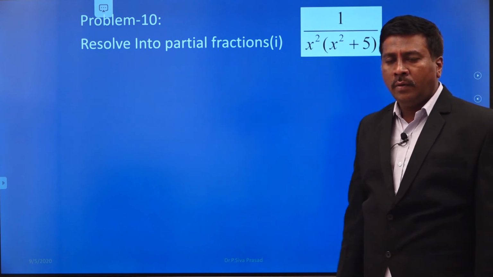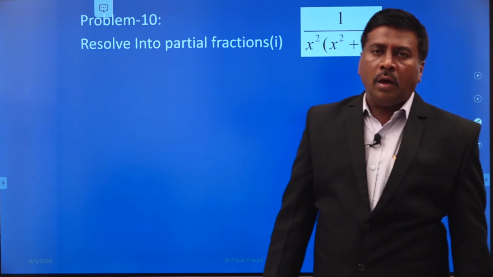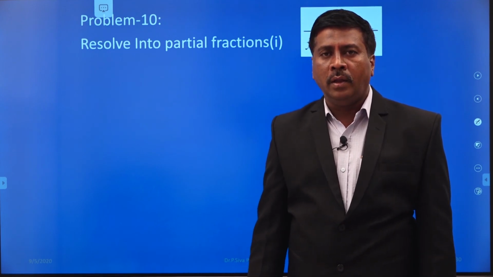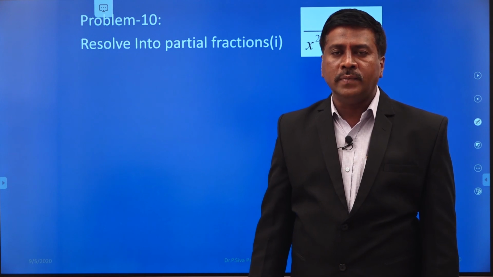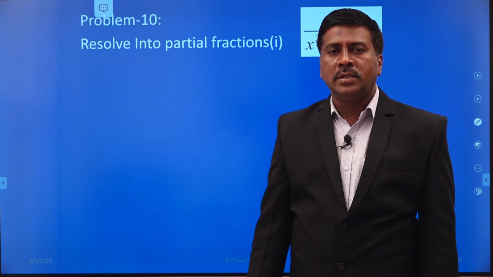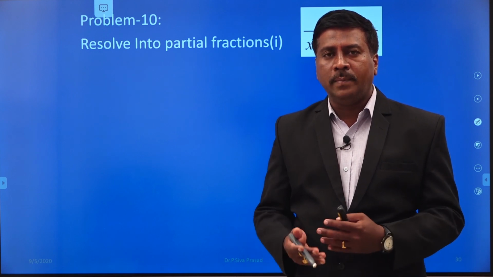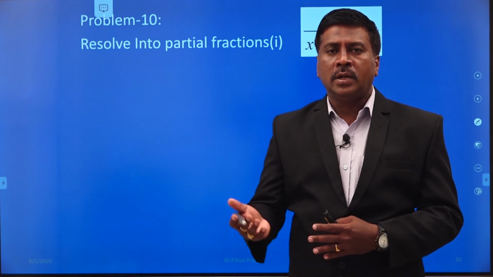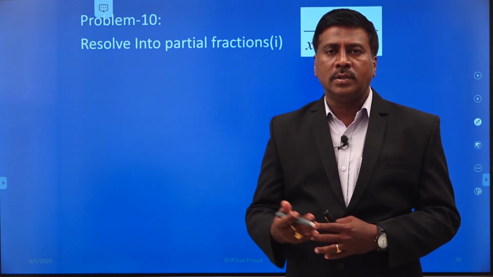So in this session, we discussed how to resolve partial fractions when the denominator has quadratic algebraic forms, and how to find the values of A, B, C. These concepts you have seen in this class. In the next class onwards, we will discuss the concept of type 4 also.